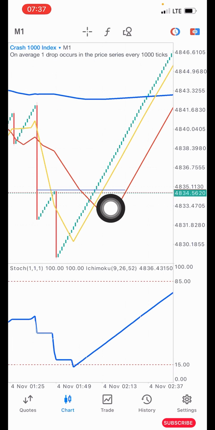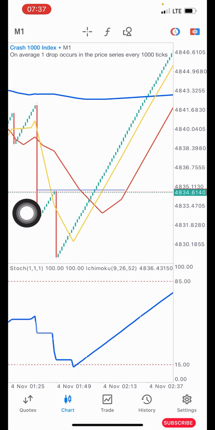This strategy is trying to catch the trend reversal. Whenever price is in a downtrend, you want to be able to catch the reversal of the market when it's going against the trend.